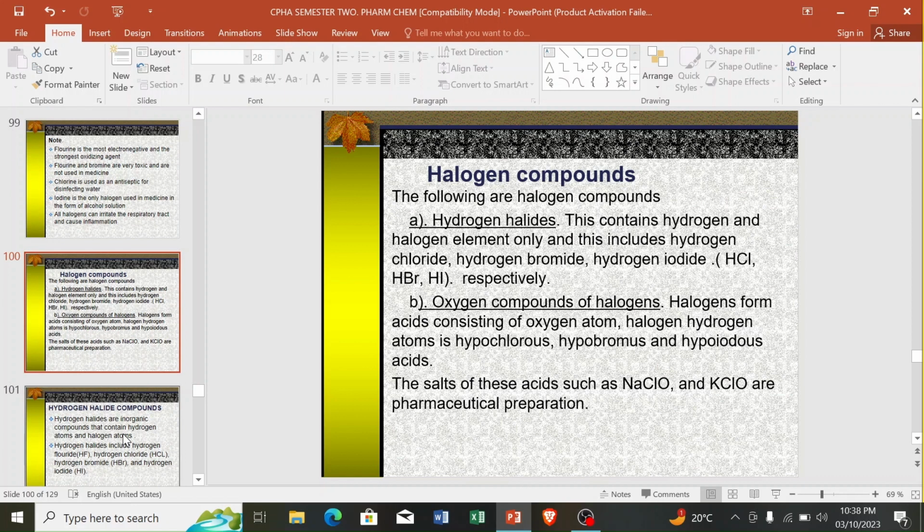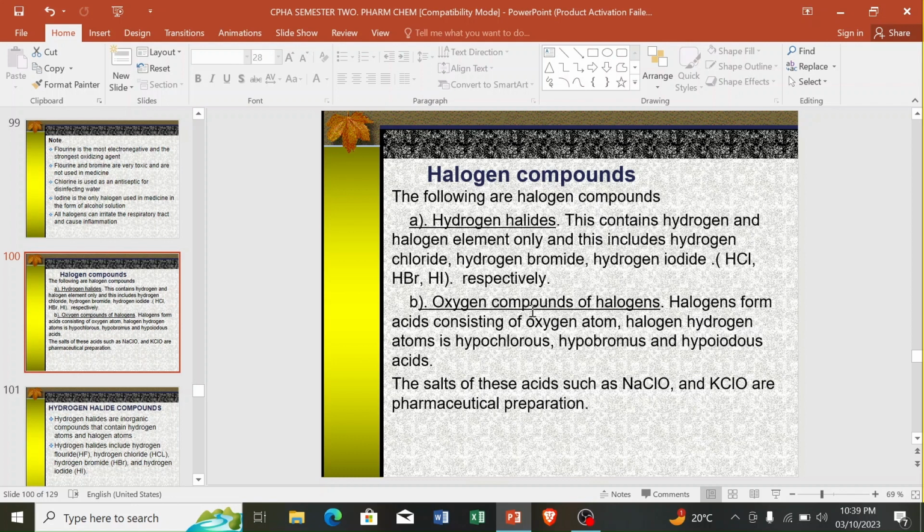However, we want to see the different halogen compounds that we shall encounter. As I said earlier on, they are classified. One, we have hydrogen halides. A hydrogen halide is a compound that contains hydrogen and halogen elements only, and includes hydrogen chloride. We can even start with hydrogen fluoride, but since it reacts explosively, we are starting with hydrogen chloride. We have hydrogen bromide and then hydrogen iodide, and these are their chemical symbols, for hydrogen chloride, hydrogen bromide, and hydrogen iodide respectively. Respectively is like in order, okay?